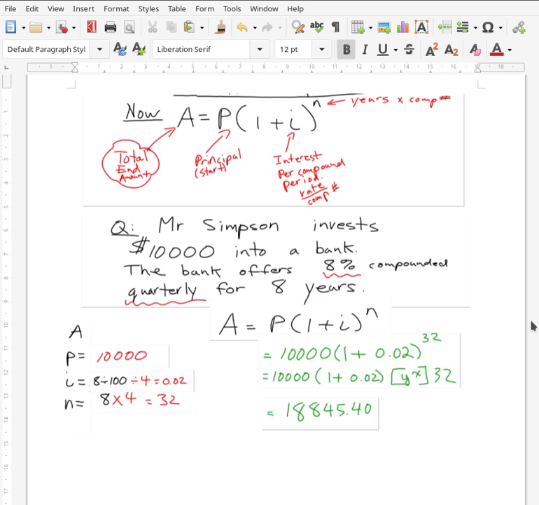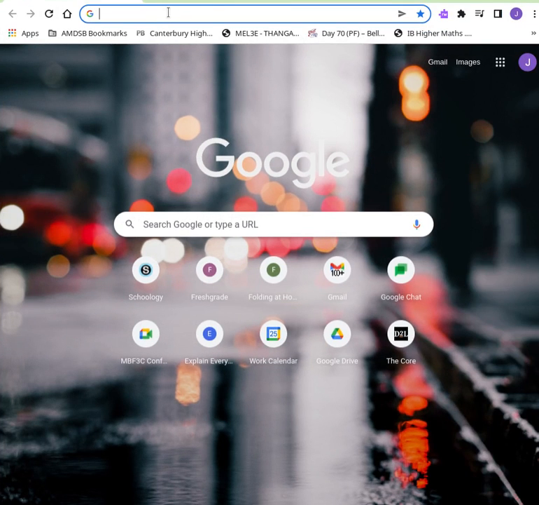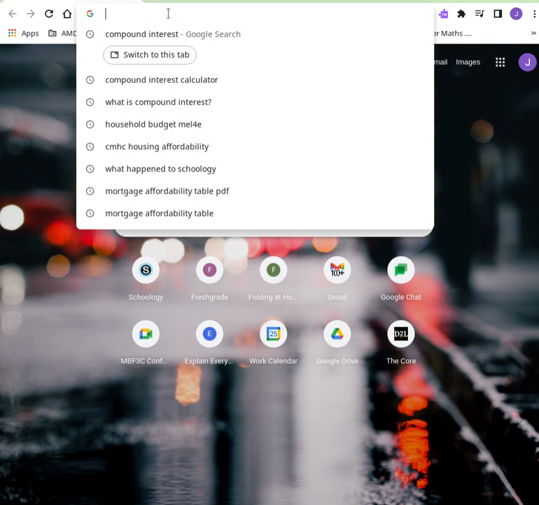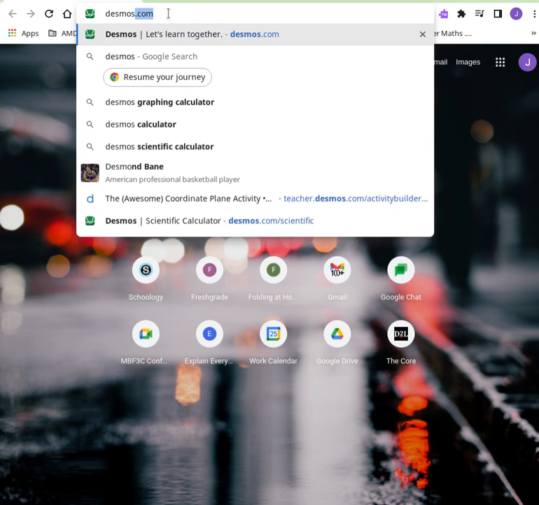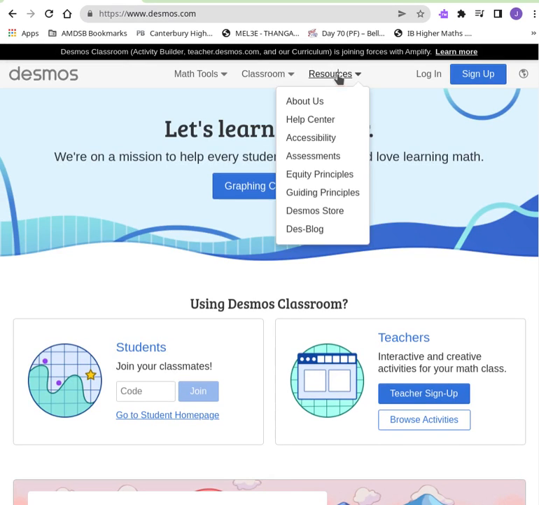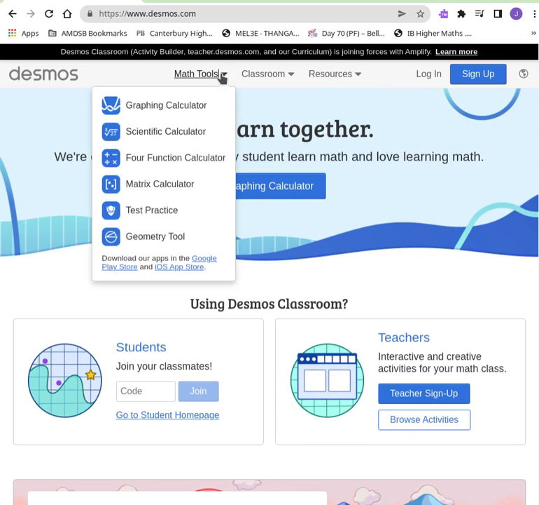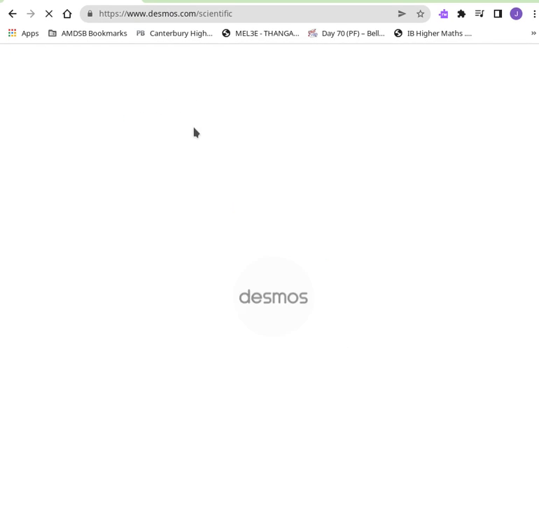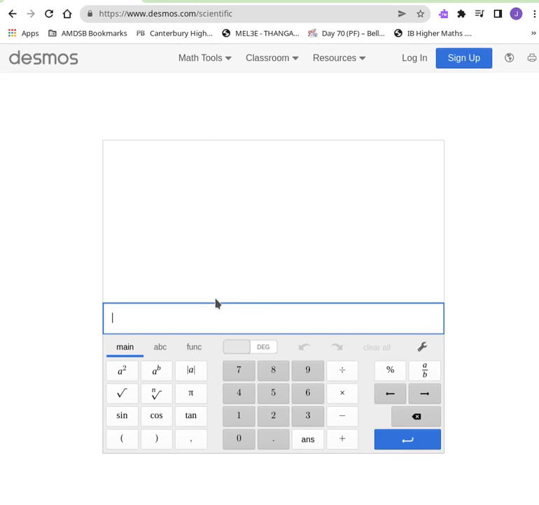If you don't have a scientific calculator, I would like you to use Desmos. Let me quickly show you how to get to Desmos, in case you have some issues. You go to desmos.com for our calculator, right? You don't use the graphing calculator. We go to our math tools, and we're going to use the scientific calculator.